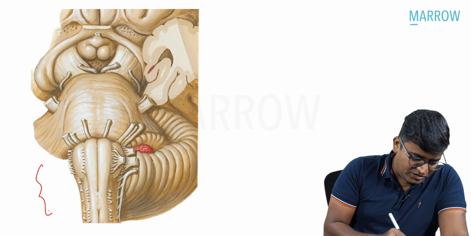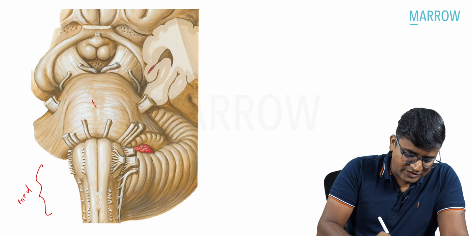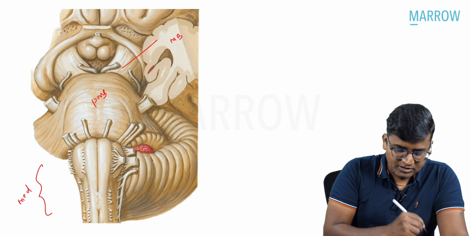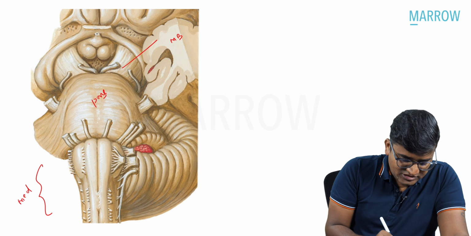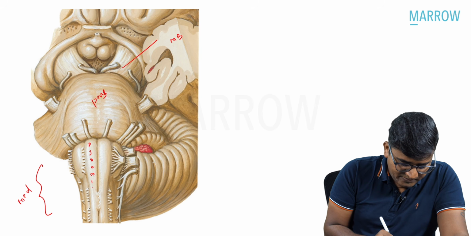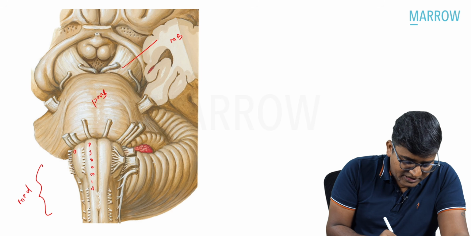Now again, this is the ventral view of the brainstem. This is the atlas image. Now this is the medulla, this is pons, and this is midbrain. Now in the medulla, we are seeing the midline elevation. I hope you know the name. This is pyramid, and lateral to pyramid, it is olive.